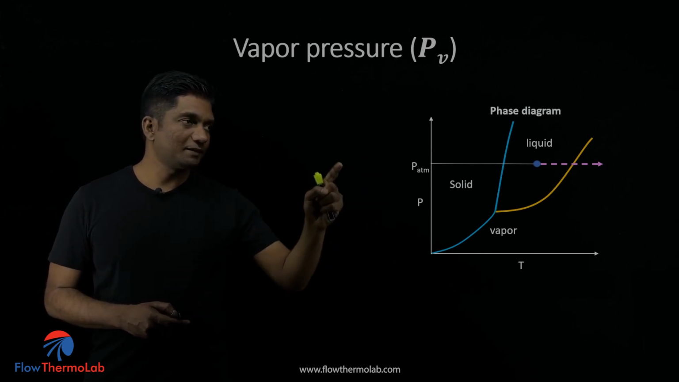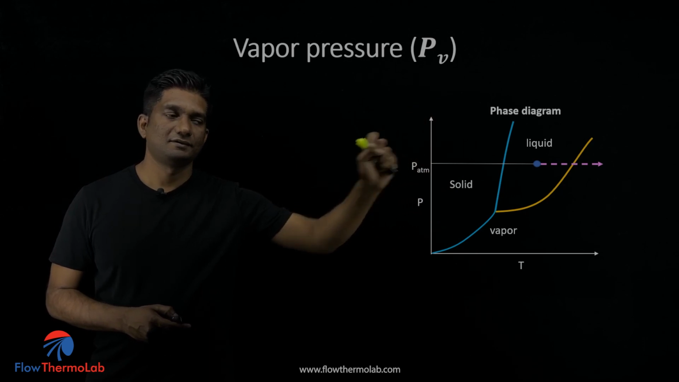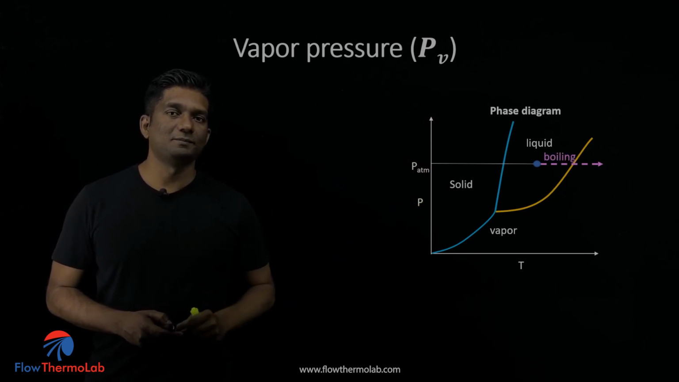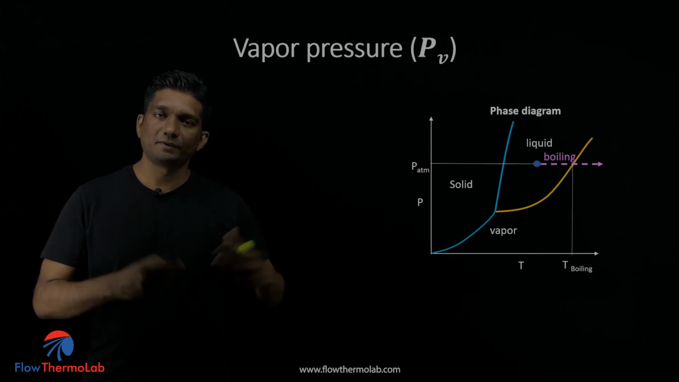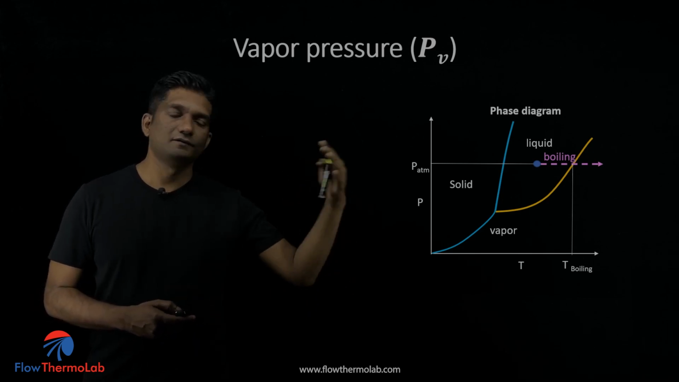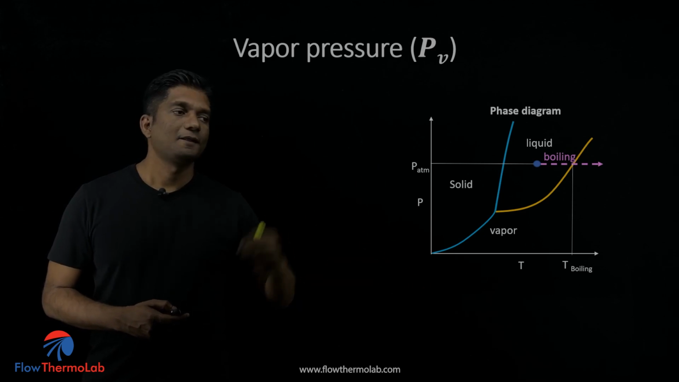Basically, what is happening is it is reaching the vapor curve, right? At this point, this particular phenomenon is nothing but boiling, and this is called the boiling temperature. It starts evaporating or boiling, with a lot of vapor formation. The liquid converts to vapor. So this is the boiling process.